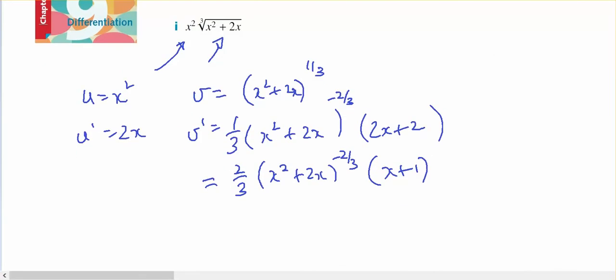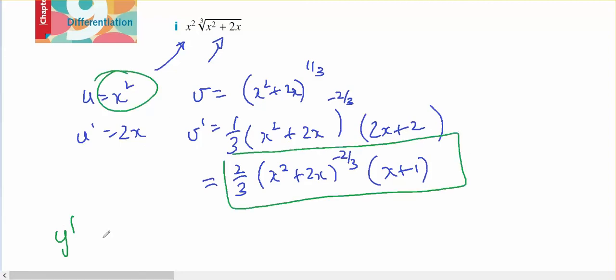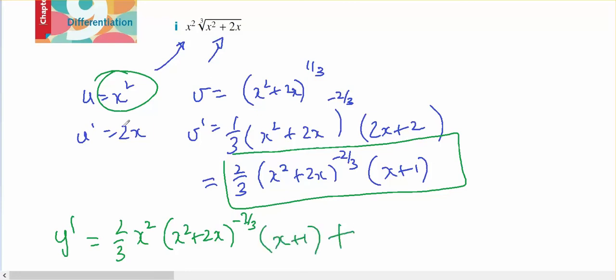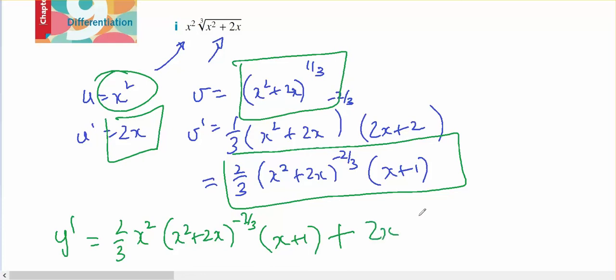So now I'm ready to do the product rule, and I'd be saying that y dash equals u times v dash. So I've got 2/3 (x squared plus 2x) to the minus 2/3, and then x plus 1, plus this one times this one, which is 2x, (x squared plus 2x) to the 1/3.